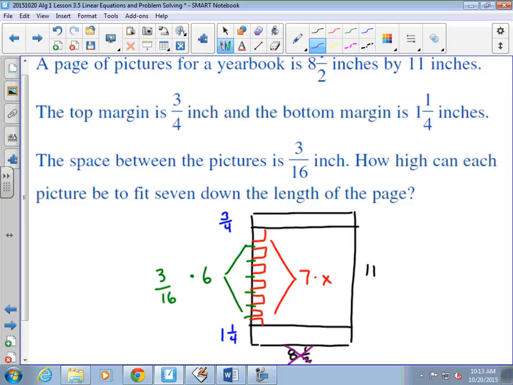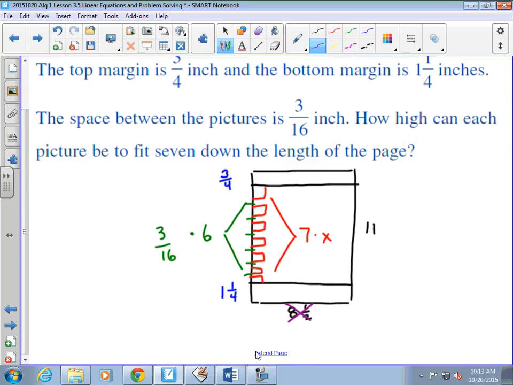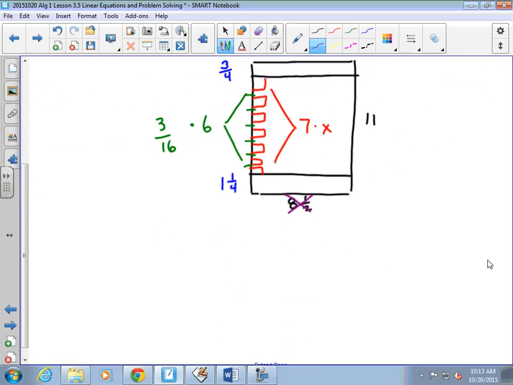So that's the first thing you could do, is eliminate that number because you don't use it. Now that we have our picture drawn, we don't need the description anymore. We're just going to use the picture. The whole thing is equal to 11. So now all we need to do is put everything else together. 3/4 plus, I'm going to just do the margins, 1.25 plus 6 times 3/16. Those are the spaces. Plus 7 times x. All of that put together is equal to 11 inches.